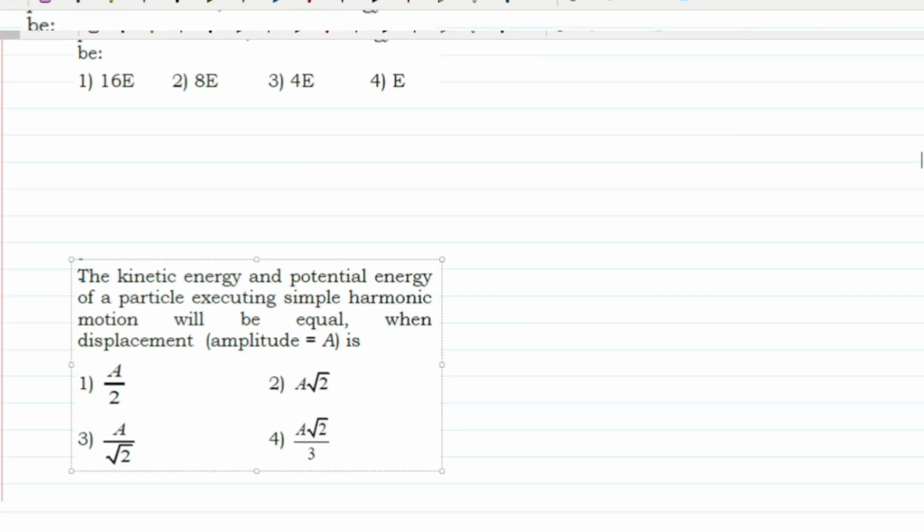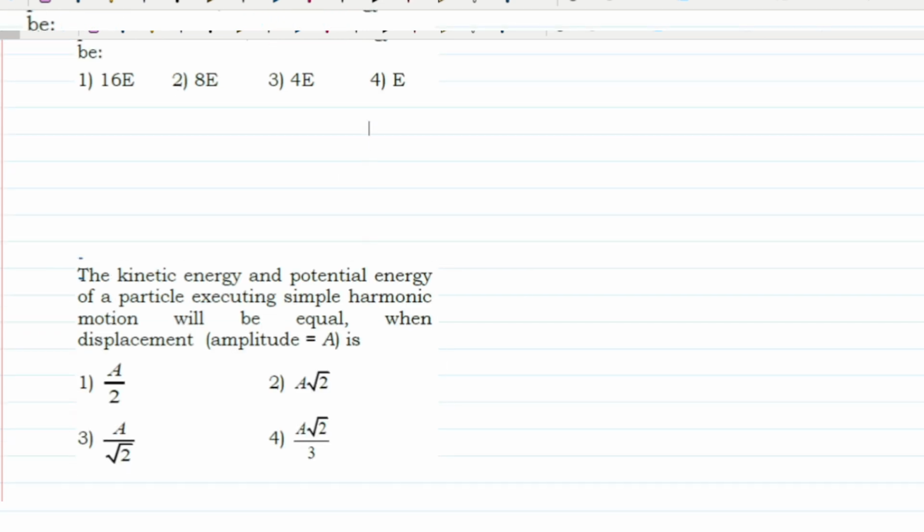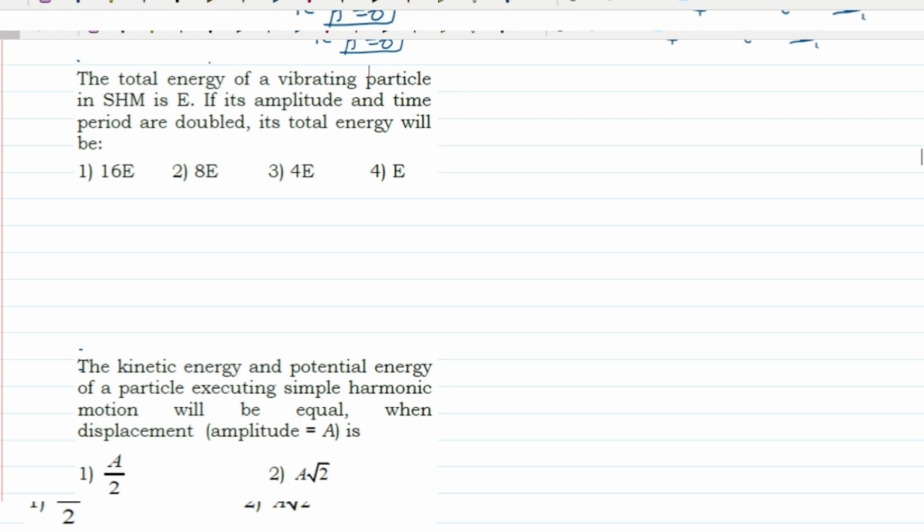Let us see the next question. The total energy of a simple harmonic oscillator is given as E, and if its amplitude and time period are doubled, then what will the total energy be? The total energy formula for a simple harmonic oscillator is half m omega square a square. Since the time period is not in our formula, we take omega as 2 pi by T, so it becomes half m (2 pi by T) whole square into a square. Now relate the total energy, time period and amplitude.